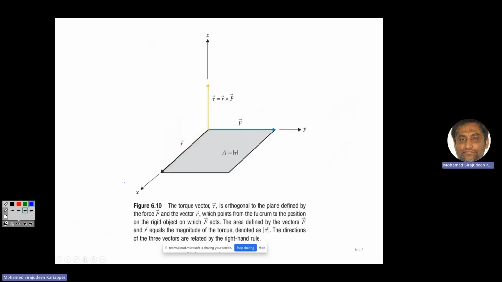There is a little bit more, one more slide. This is the R and this is the F. And this RF sine theta is nothing but the area of the parallelogram formed by the vector R and F. You don't have to remember that, but just remember RF sine theta is the magnitude. In other words, it is also the area of the parallelogram formed by R and F, and the direction will come from applying the right hand rule.